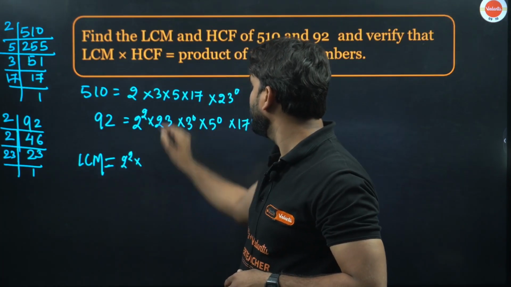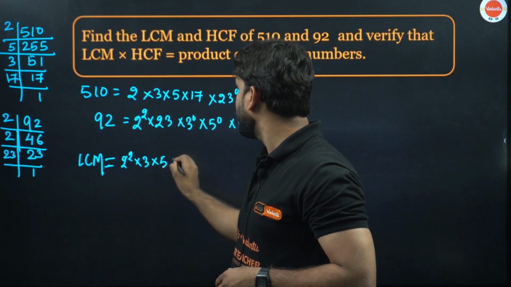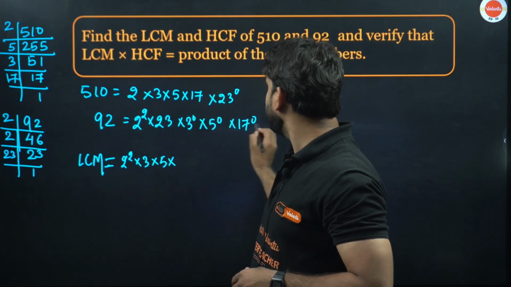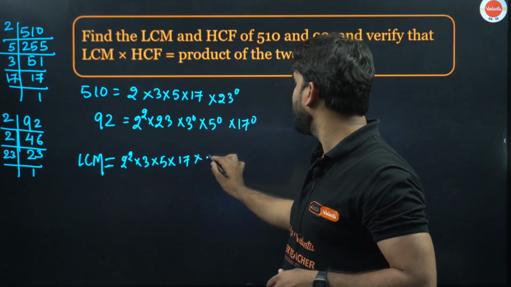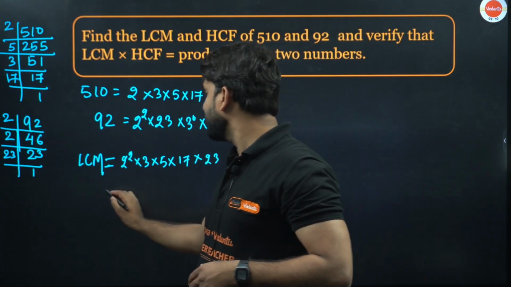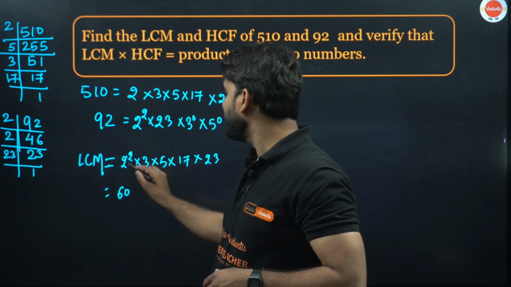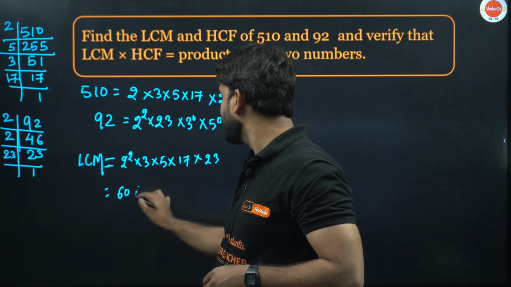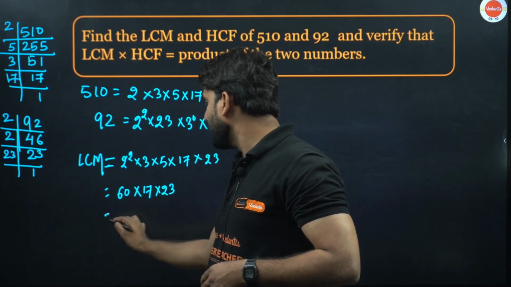3 to power 0, 3 to power 1, so 3 to power 1 will come. 5 to power 1, 5 to power 0, so 5 to power 1 will come. 17 to power 1, 17 to power 0, 17 will come. 23 to power 0, 23 to power 1, so 23 will come. Now solve this. 2 twos are 4, 4 threes are 12, 12 fives are 60. So 2 to power 2 into 3 into 5 is 60, into 17 into 23. So we have to multiply these numbers.